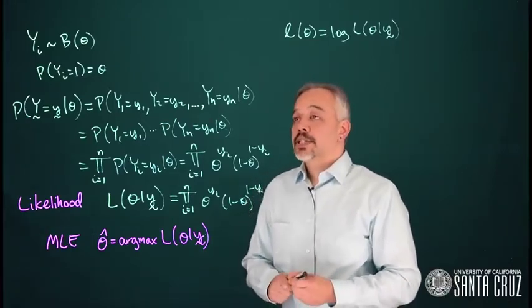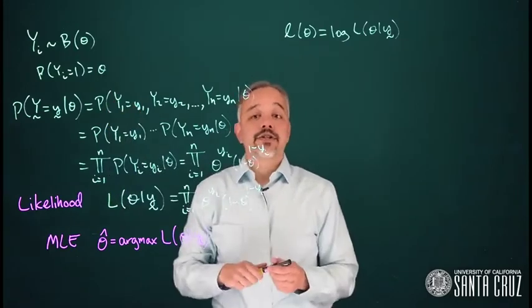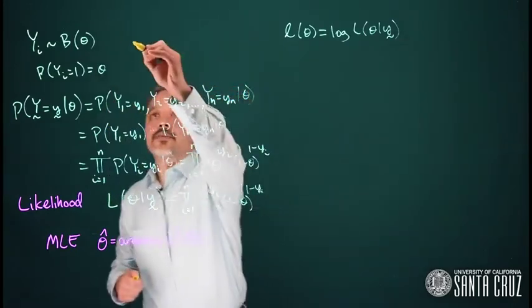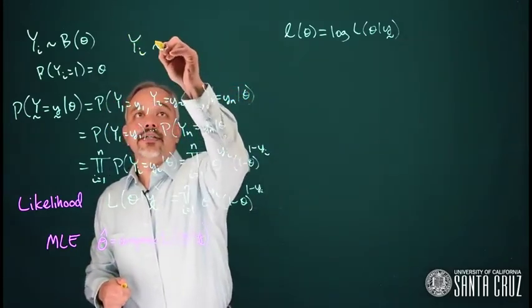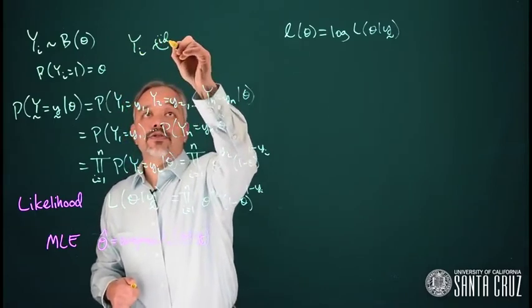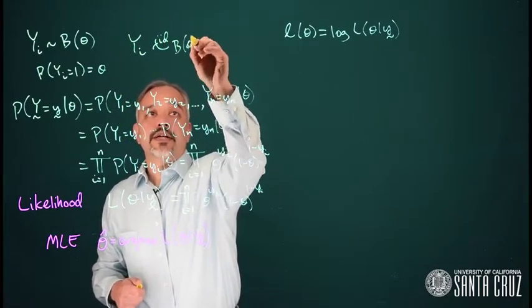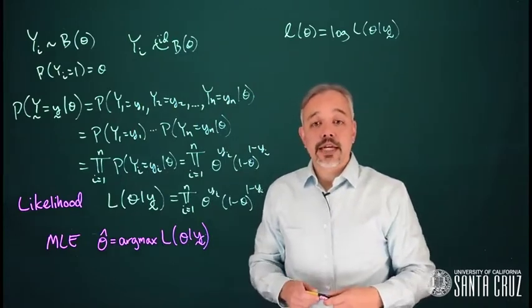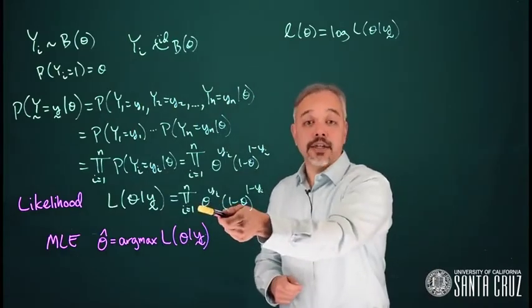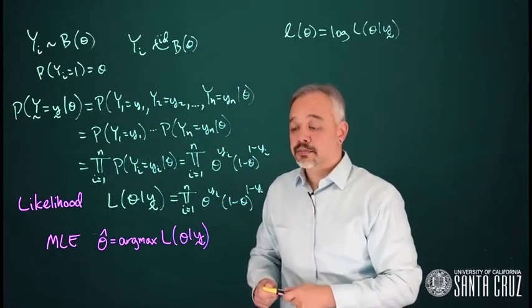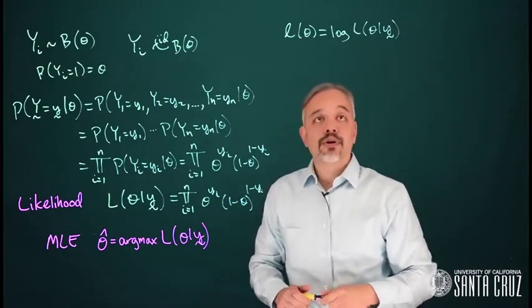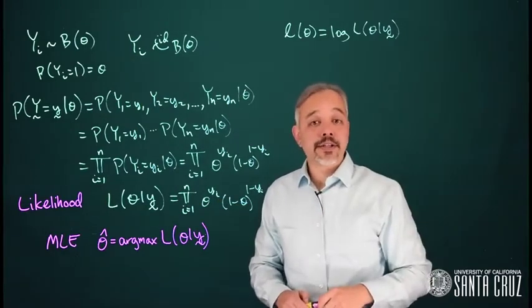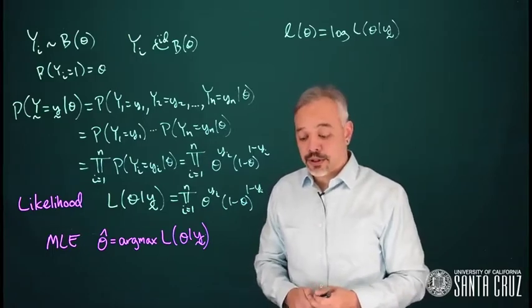In this case, we're dealing with data that are independent and identically distributed. Sometimes we write that then as y sub i, independent and identically distributed, IID, Bernoulli theta. With independent identically distributed data, the likelihood is a product because they're independent. And therefore, when we take the log of a product, we get a sum, and sums are much easier to work with.